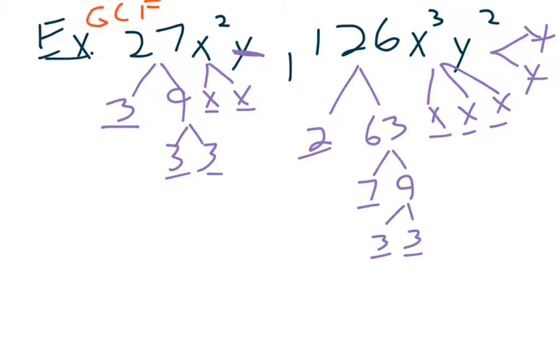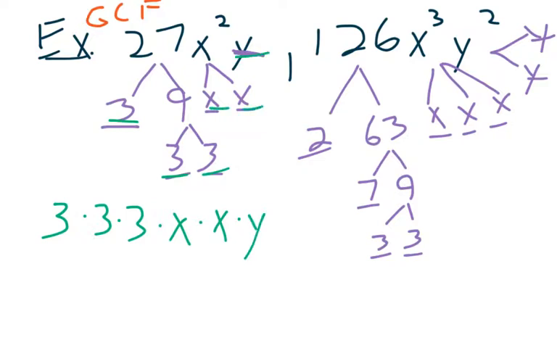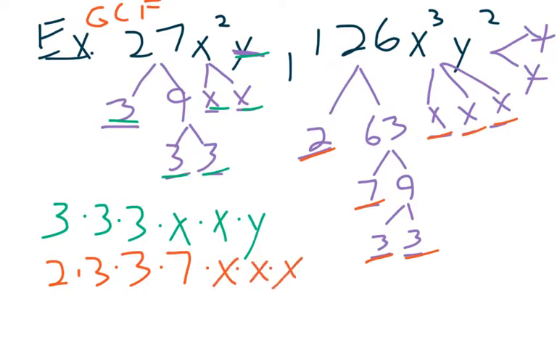And now I'm going to line them up. The second step was to write them in order from least to greatest and then circle the ones they have in common. So 27 was 3 times 3 times 3. I'm just going to mark those off as I write them. And then times x times y. And then the 126, I'll do that one in red. We had 2 times 3 times 3 times 7 times x times x times x. I have 3 x's. And then 2 y's.